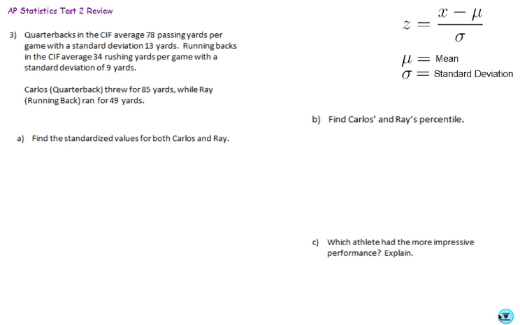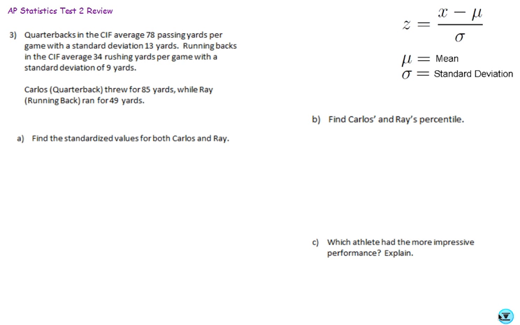Number 3 says quarterbacks in the CIF average 78 passing yards per game with a standard deviation of 13 yards. Running backs average 34 rushing yards per game with a standard deviation of 9 yards. So those are the averages for the league. And then our guy Carlos throws for 85, and our guy Ray throws for 49.